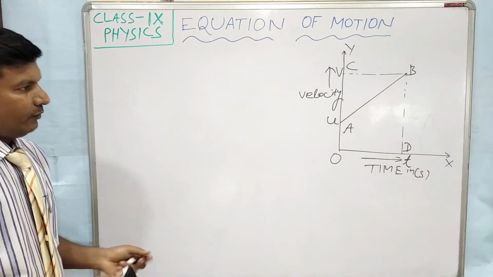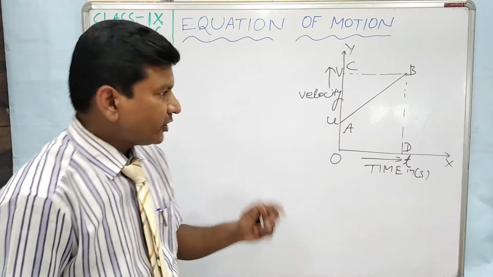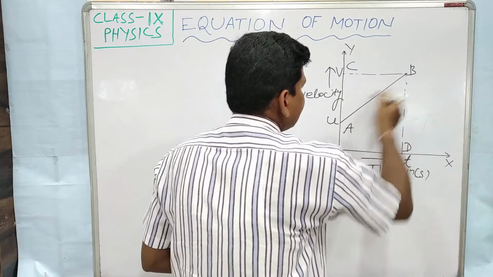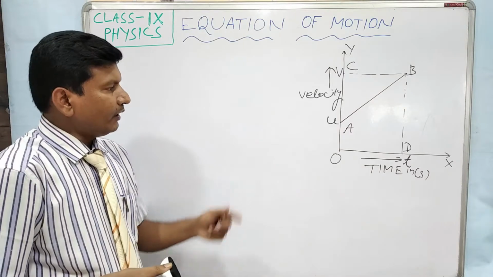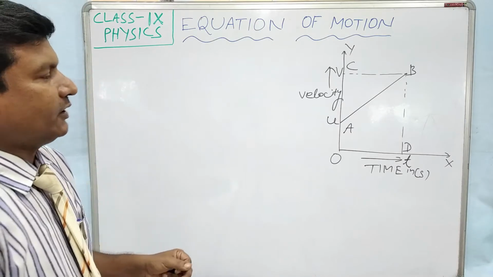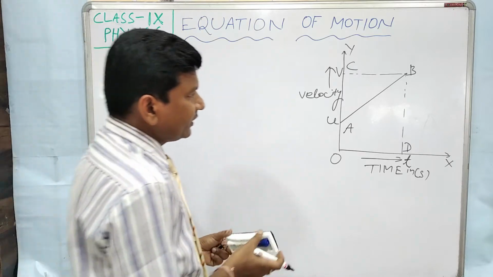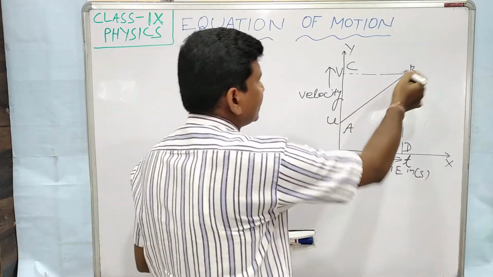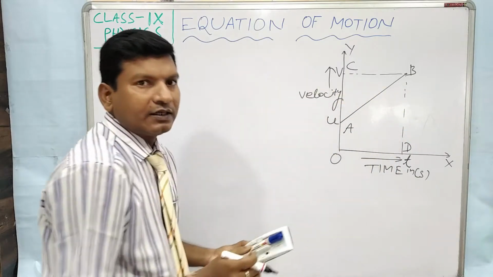So when the body is moving with an initial velocity u, then the velocity time graph of such motion is a straight line starting from u. This AB is the velocity time graph of such motion. When a body is moving with an initial velocity u and it is moving with uniform acceleration, the acceleration of the body remains constant. And in time t, the body acquires a velocity of v. Therefore, the velocity time graph is a straight line. AB is the straight line inclined to the time axis.